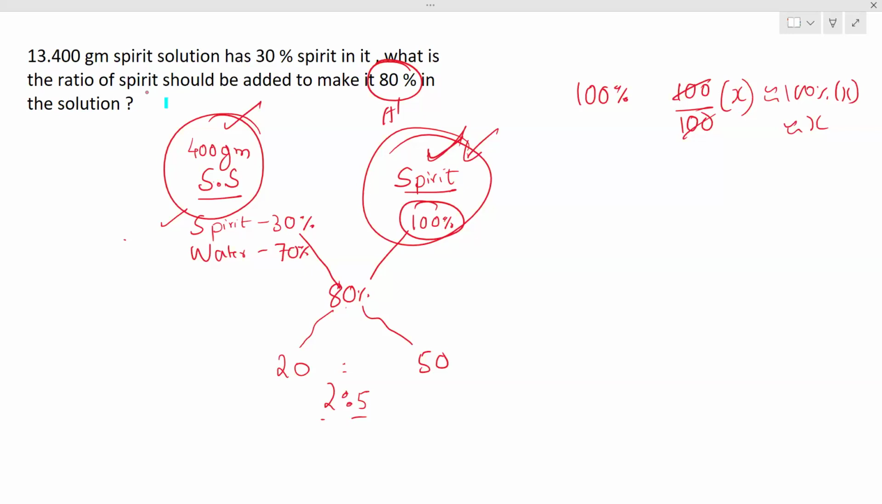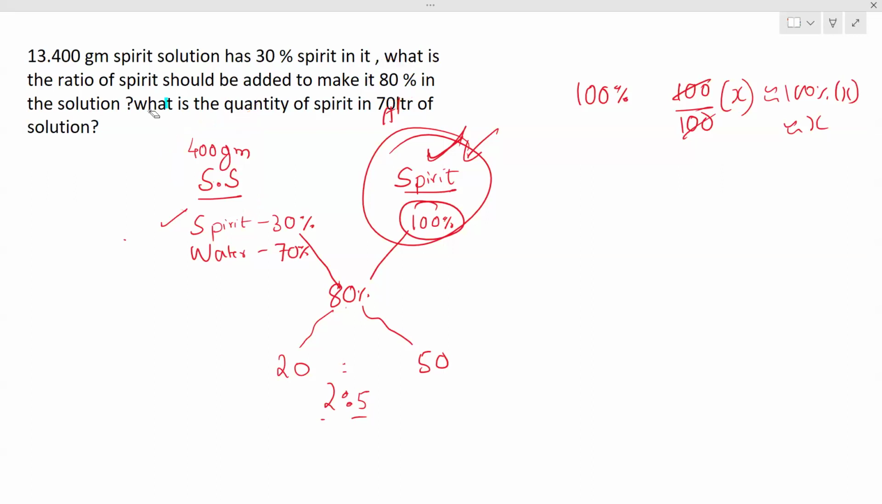Getting it? So let me give you an example. I'll extend this question and ask you, what is the quantity of spirit in 70 liters of solution? How will you do it? We have got the ratio has to be 2:5.